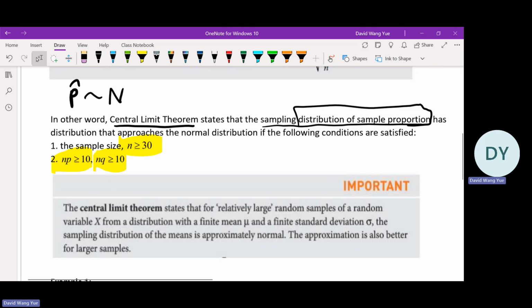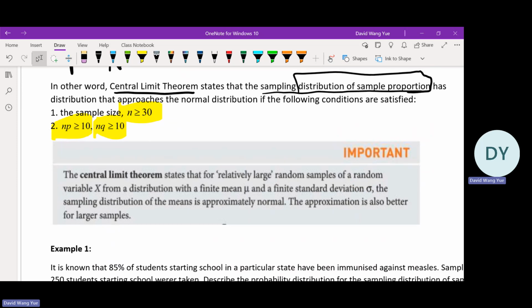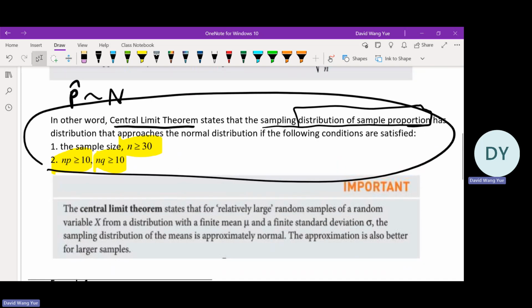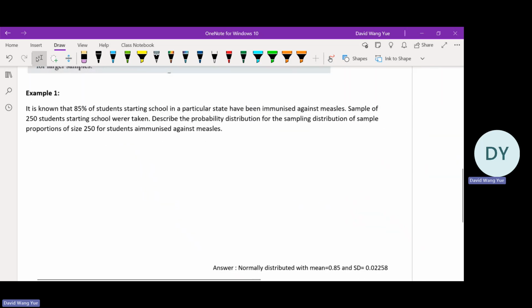Number one, the distribution of the sample proportion is normal. Secondly, the condition is n at least 30, np and nq at least 10. That is the central limit theory. For those who do math specialist, you may learn the central limit theory used for the sample mean. But for math methods, just focus on this one. Okay, we look at the question now.